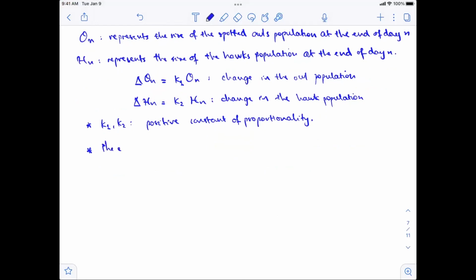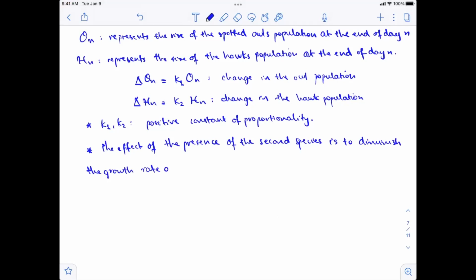So we want to include the effect of the presence of the second species, which is to diminish the growth rate of the other species. So if the hawk is in the same habitat, eventually some of the owl population will die down when they interact or compete with one another. Similarly, if you have the owl population in the habitat, then a number of hawks will die down in competing for survival in the same habitat.